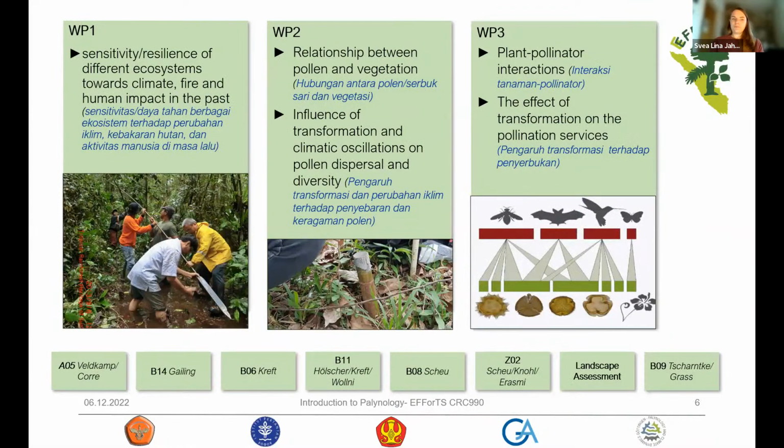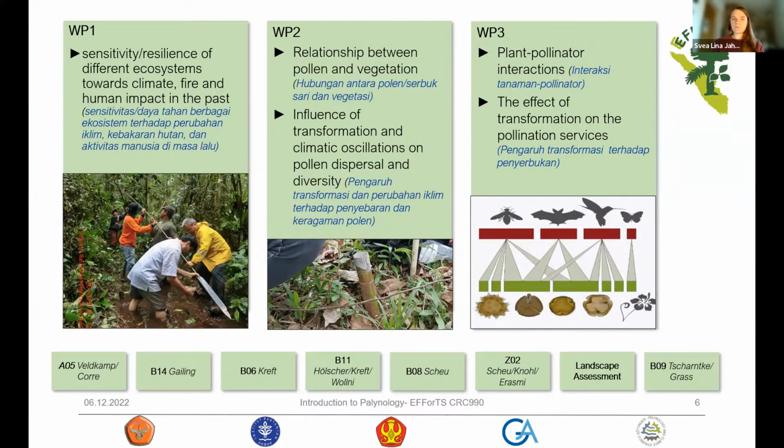In working package 1, we mostly hope to study the sensitivity and resilience of different ecosystems towards climate, fire, as well as human impact in the past. So as I mentioned, vegetation history. We are trying to find out what vegetation we had in the past, how it looked, and how it transformed through time and space.